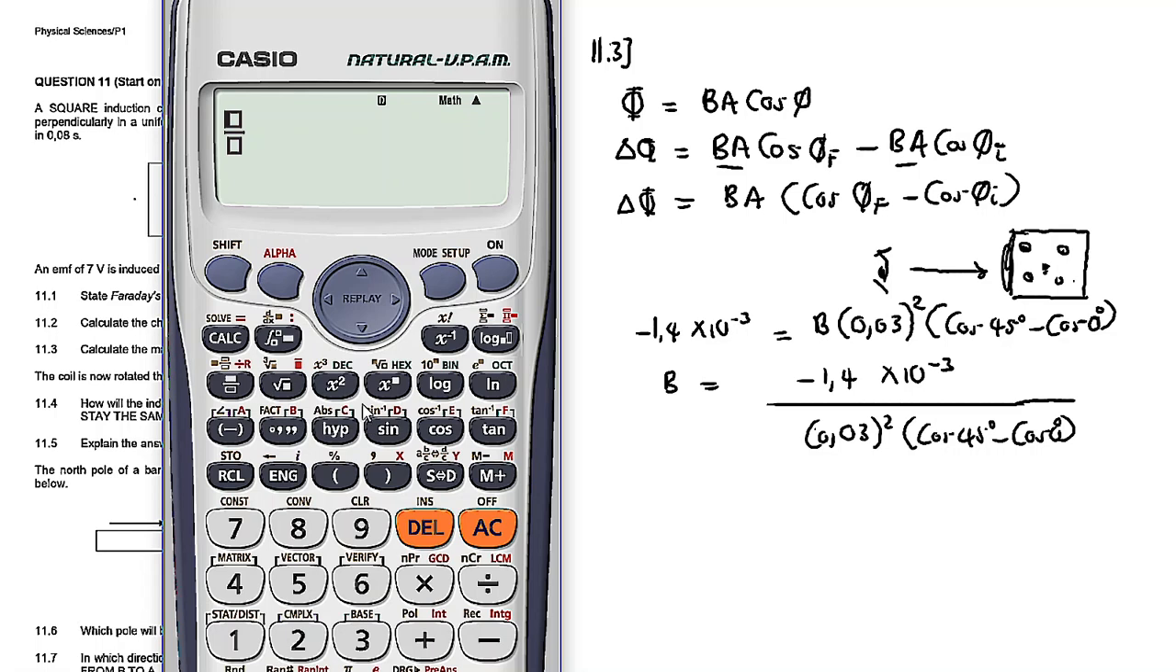Let us calculate. Remember to use your calculator. The answer is in teslas.